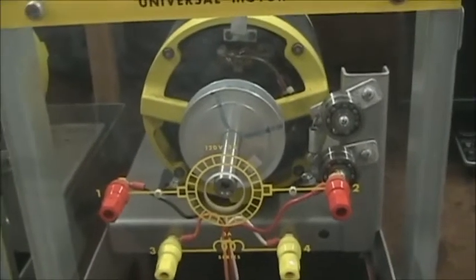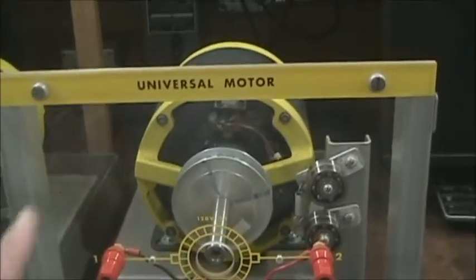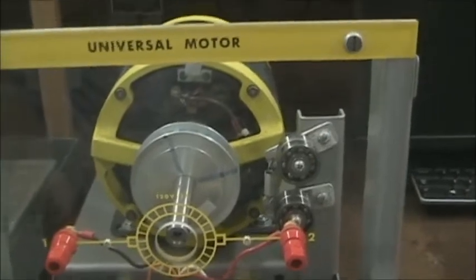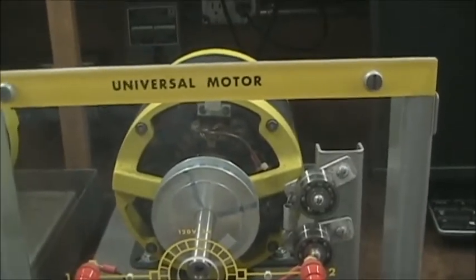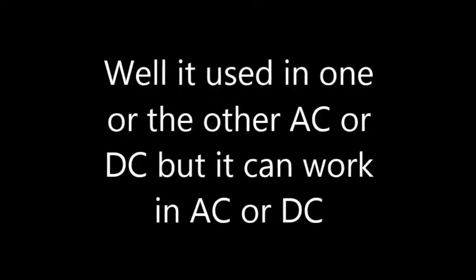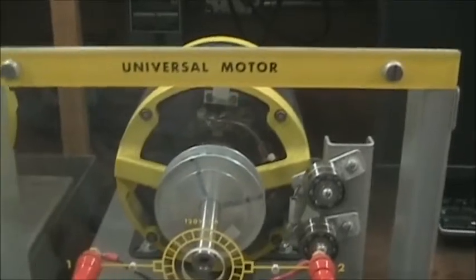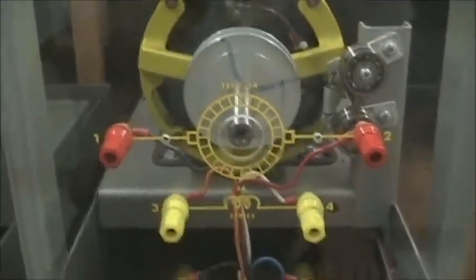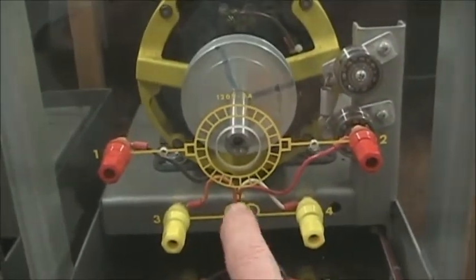In this video, we're going to look at the universal motor. The universal motor is really the only motor that is typically used in both DC and AC applications. If we look at the winding structure and connections, you'll see why.